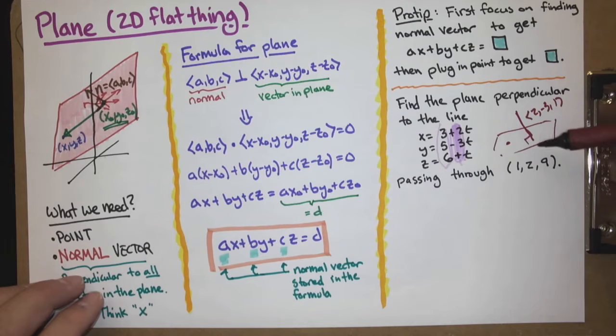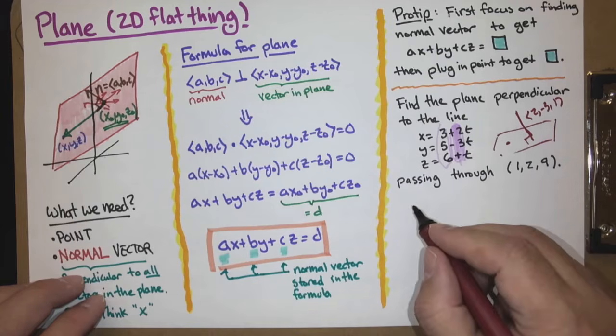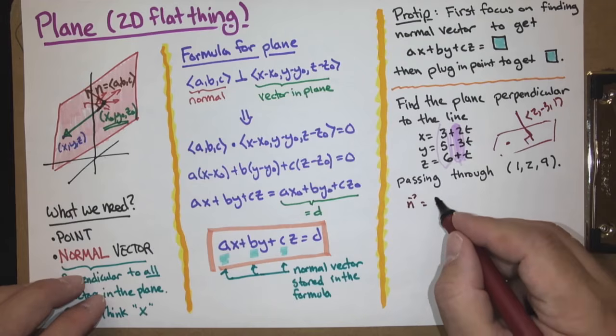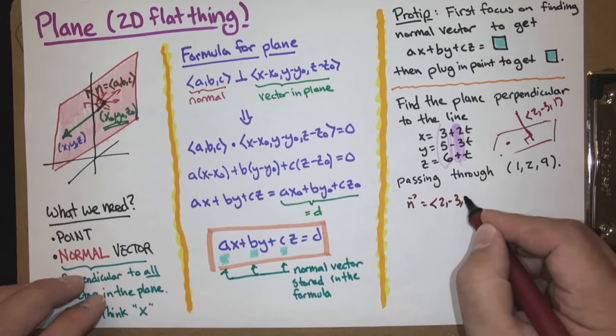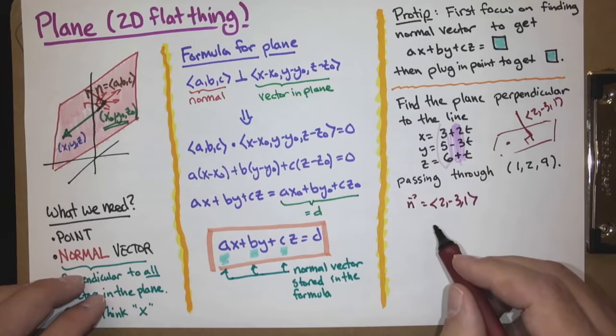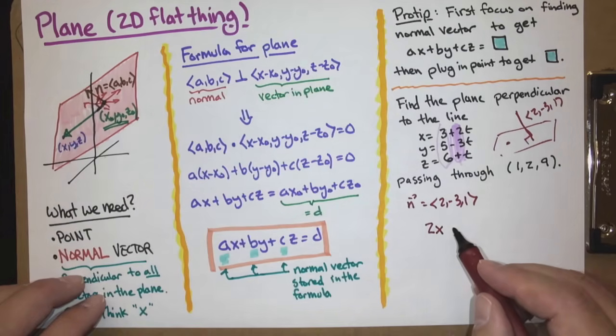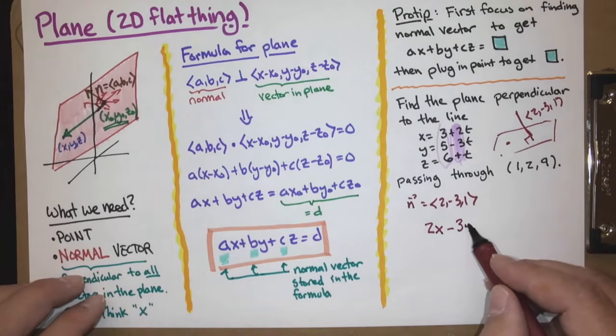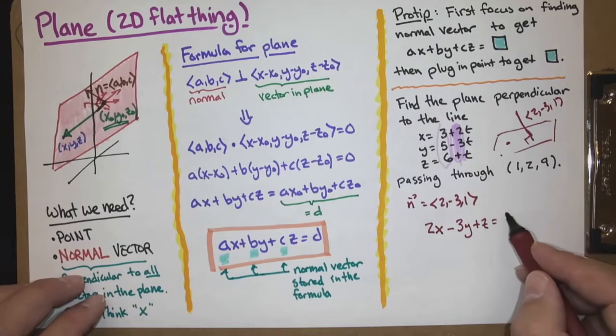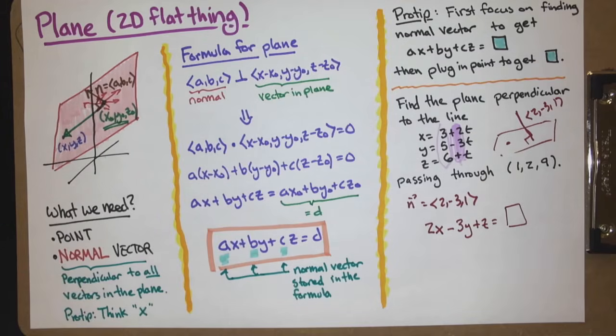We know that this line is perpendicular, so the direction of this line is perpendicular. So we can use our normal vector, 2, negative 3, 1. So we're almost done. Our plane looks like 2x minus 3y plus z equals something. All right, how do we get our something?